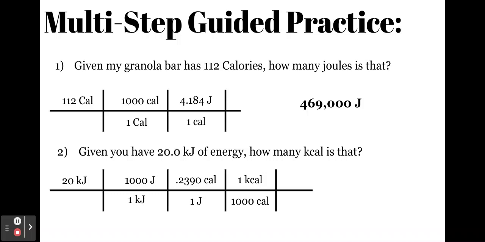1 joule is equal to 0.2390 lowercase c calories. And then 1,000 lowercase c calories is equal to 1 kcal. So you would put calories on the bottom to get those units to cancel, and you'll end up with 4.78 kcal.